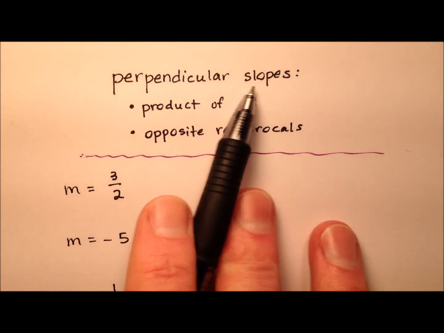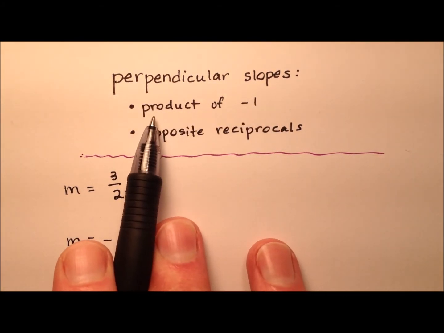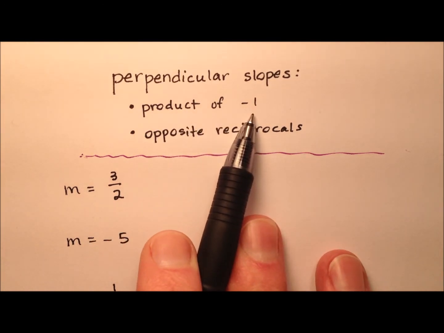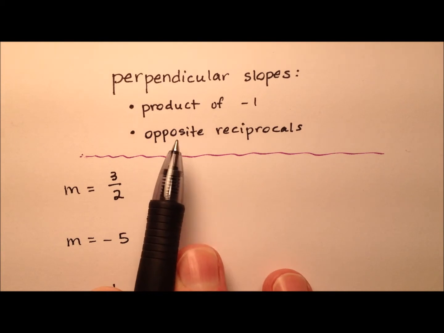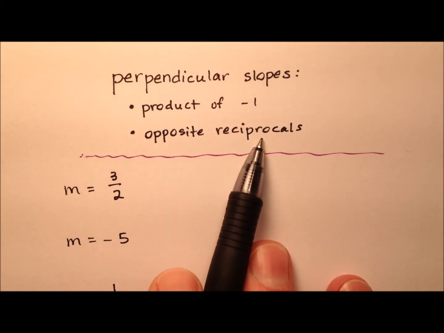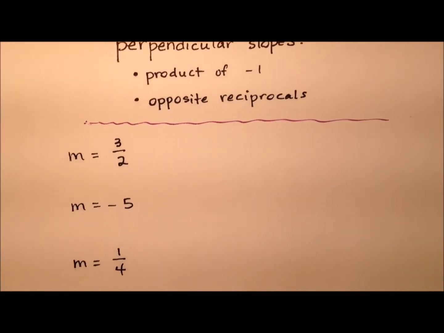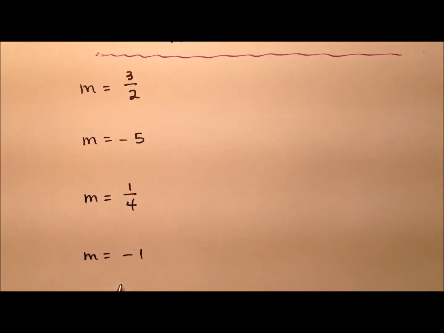Well, the slopes of lines that are perpendicular have a product of -1. In other words, you could say their slopes are opposite reciprocals. Opposite means they have different signs. One's positive, one's negative. And reciprocals, of course, means you flip the fraction over. So the numerator becomes the denominator, and the denominator becomes the numerator. Okay, so let's go ahead and take a look at a few examples of some slopes here.